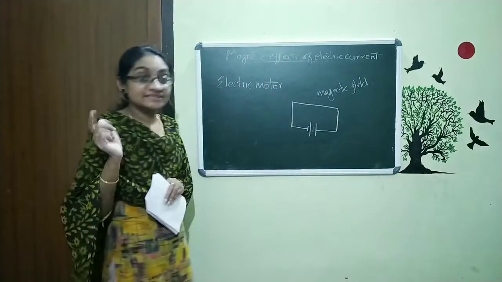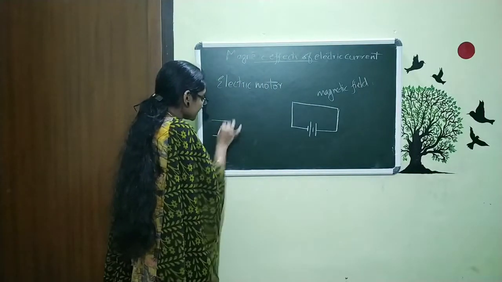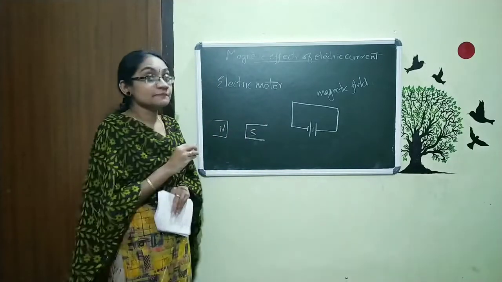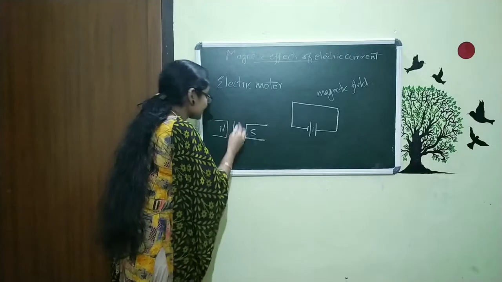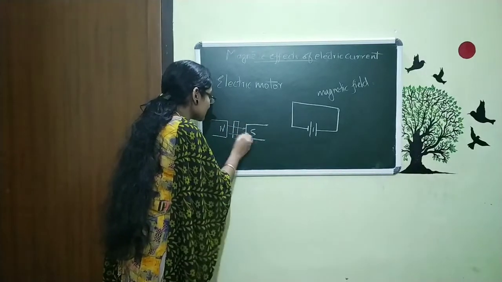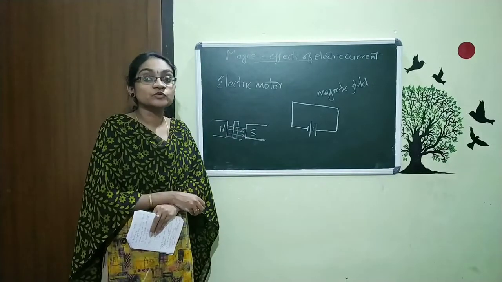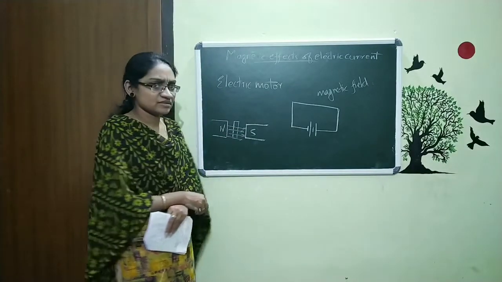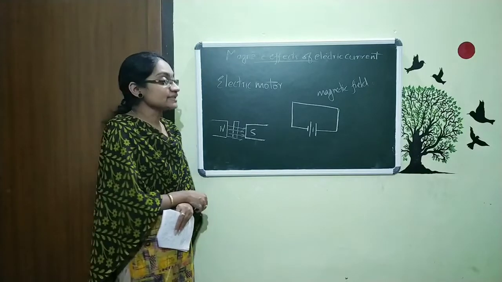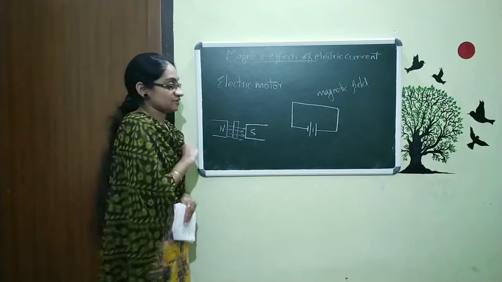After that, we studied that when there is a magnetic field with north and south, and we place a conductor in between this magnetic field from north to south, then what happens to the conductor? The conductor will move in a particular direction. We already discussed all these things, and now we are going to study something different.